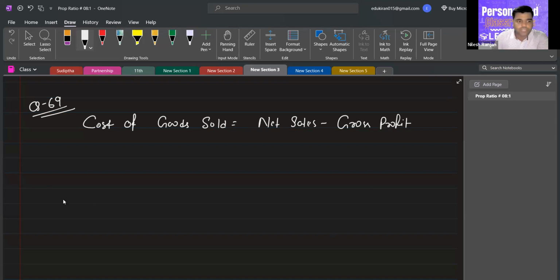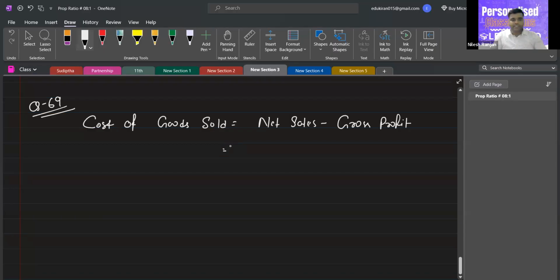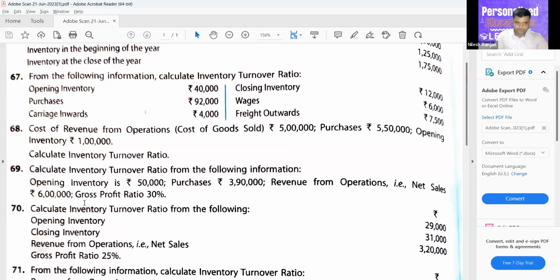You can see here, I have written cost of revenue from operation. First formula is opening stock plus purchase plus direct expenses minus closing stock, or second is net sales or revenue from operation minus gross profit. So net sales is given in the question, that is revenue from operation. It is 6 lakh.